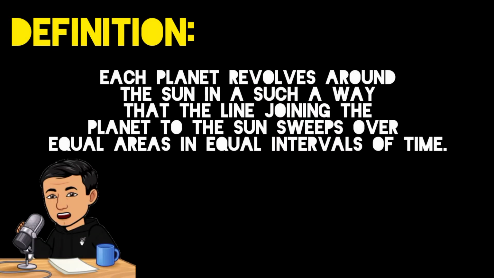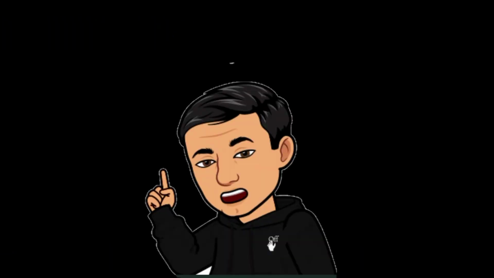Let's start with the definition. Kepler's second law of planetary motion states that each planet revolves around the sun in such a way that the line joining the planet to the sun sweeps over equal areas in equal intervals of time. The best way to understand it is to visualize it, and that's why I have to change my perspective.